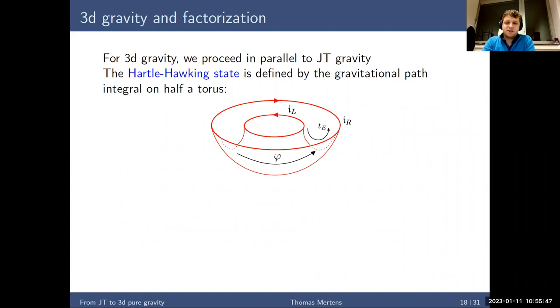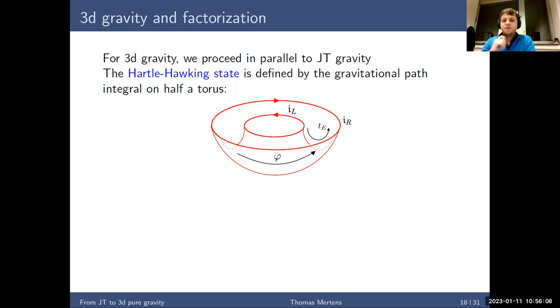So now let's try to write down all of the analog formulas for 3D gravity. And I'll go a bit faster here for the sake of time. So, we proceed in parallel to JT gravity. And the first step is to write down the Hartle-Hawking state. So for JT, it was the path integral on the half disk. Here is the path integral on the half of a torus.